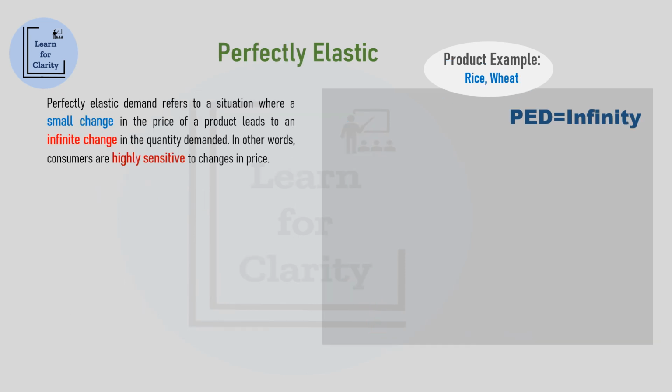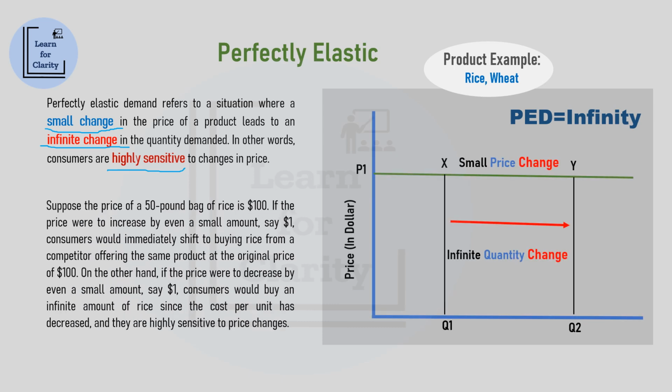Perfectly elastic. Perfectly elastic demand refers to a situation where a small change in the price of a product leads to an infinite change in the quantity demanded. In other words, consumers are highly sensitive to changes in price, and any increase in price will cause them to stop purchasing the product altogether, while any decrease in price will cause them to buy an infinite amount of the product. A product that exemplifies perfectly elastic demand is a commodity such as rice or wheat.